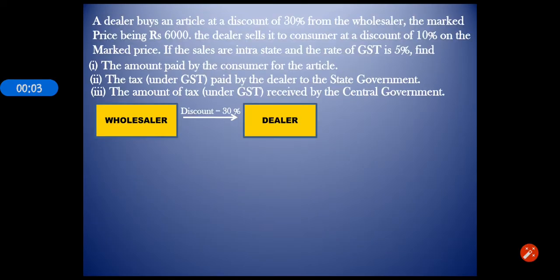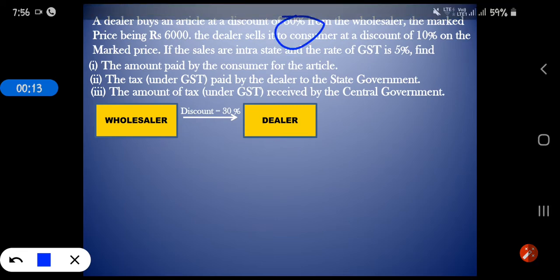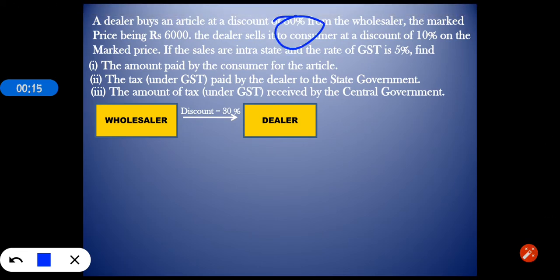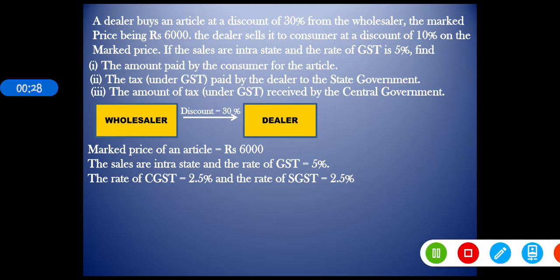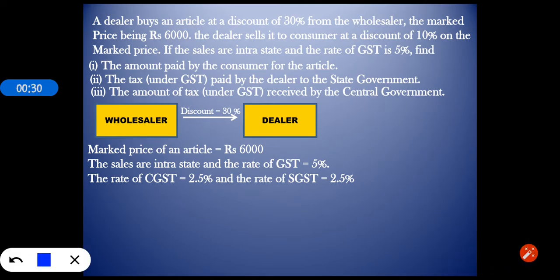Question is question number 4, exercise 1. The question says that a dealer buys an article at a discount of 30% from the wholesaler. So a wholesaler sells an article to a dealer at a discount of 30%. And the mark price being rupees 6,000. So mark price of an article is rupees 6,000.